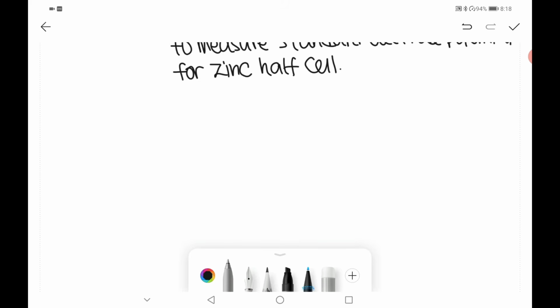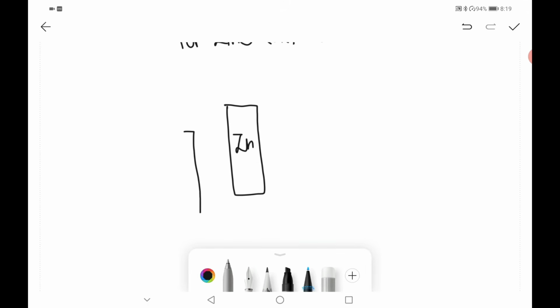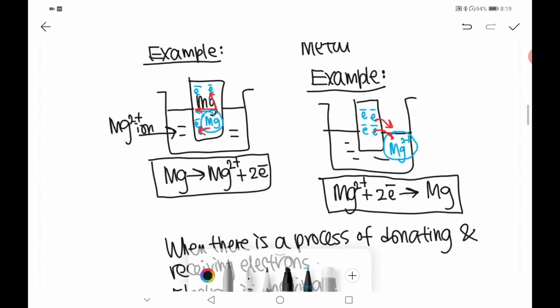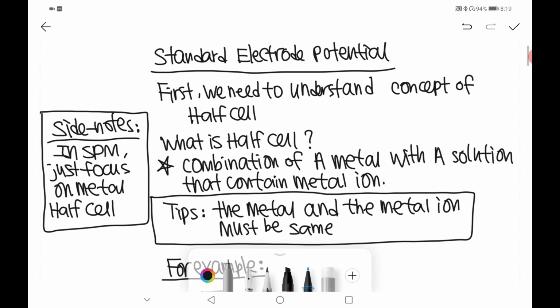So draw a piece of zinc first. Zinc can be drawn as a bigger piece because zinc is cheap, so you can use a big piece. Only platinum needs to be drawn small. The zinc must be put in a solution, because remember, a half cell must have a metal and a solution.